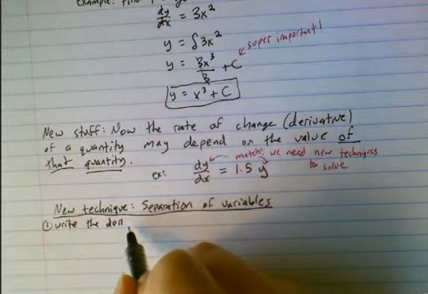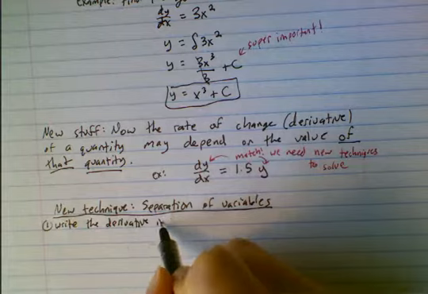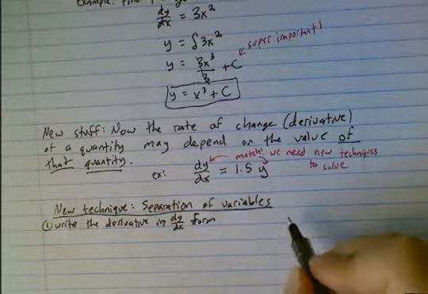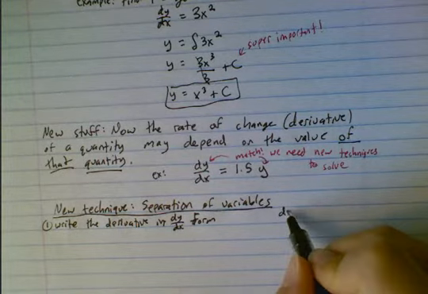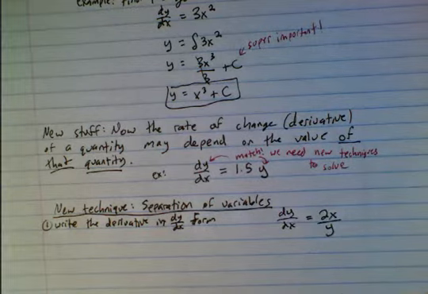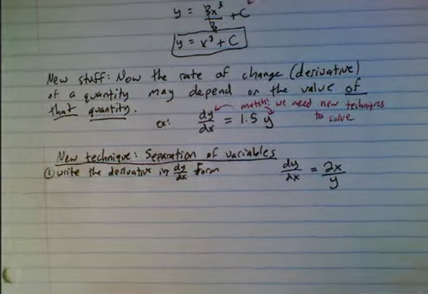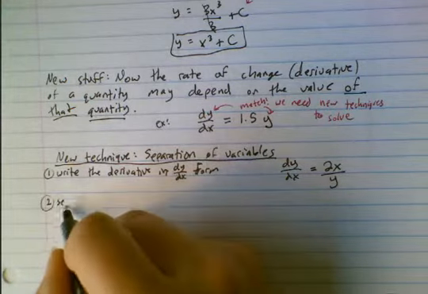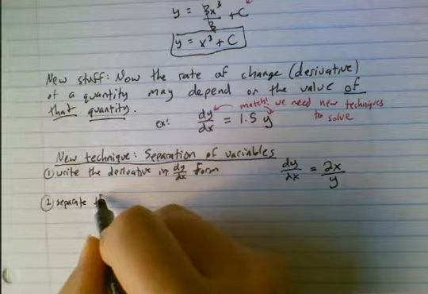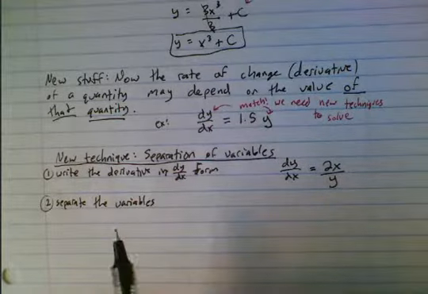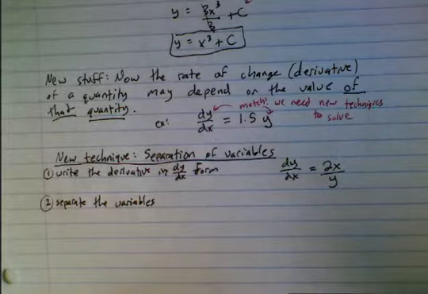Write the derivative in dy dx form if it isn't already. So let's say we have this dy dx equals 2x over y. There's an example problem. Separate the variables. This means put all of one variable on one side, all of the other variable on the other side.